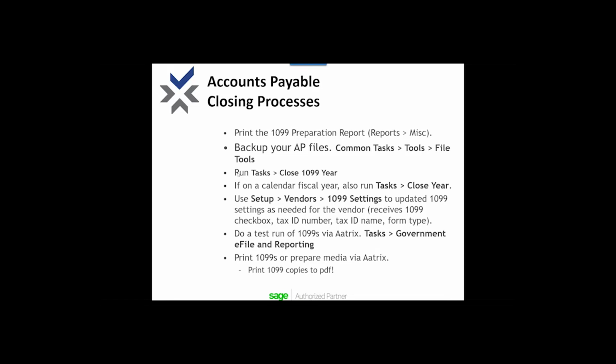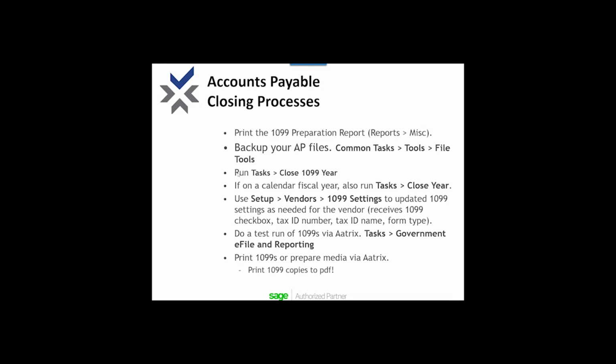So you're going to do that first so that you have all of your vendors set up correctly. If that checkbox is not marked on the vendor setup, a 1099 will not be generated for that vendor. So that's important. Again, you're going to back up your files before you run the close year task.